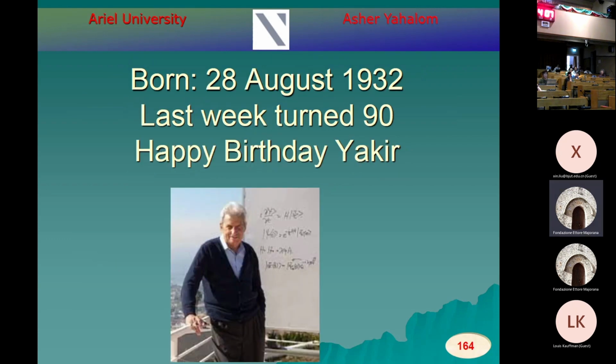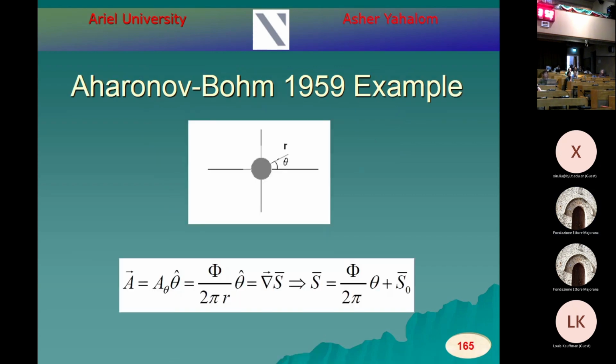And you may know that Aharonov was born on the 28th of August 1932. So last week he turned 90. So I would like to say happy birthday to Yakir. And that's an example from his paper of 1959.